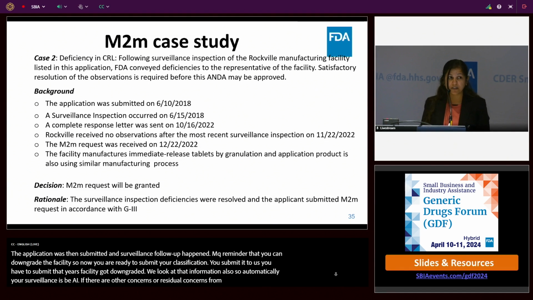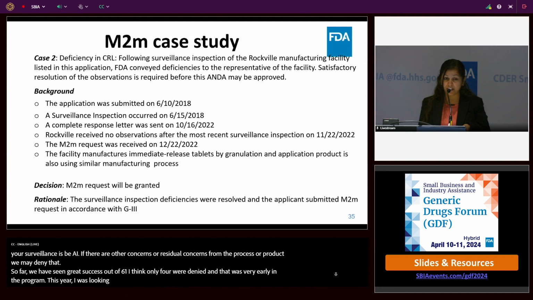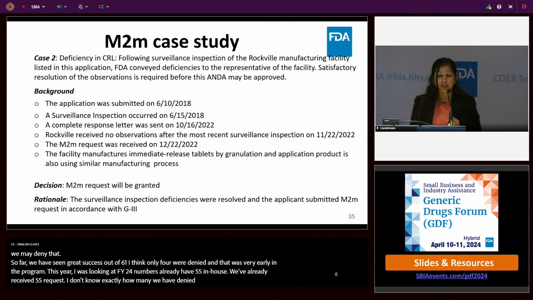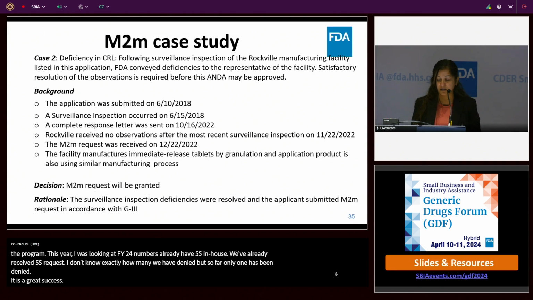But so far, we have seen great success. Out of 61, I think only 4 were denied, and that was very early in the program. This year, I was looking at FY24 numbers already. We have 55 in-house. We already received 55 requests. I don't exactly have how many we have denied, but I think so far only one has been denied. So it's a great success. This really helps industry move forward with their product and product approval.